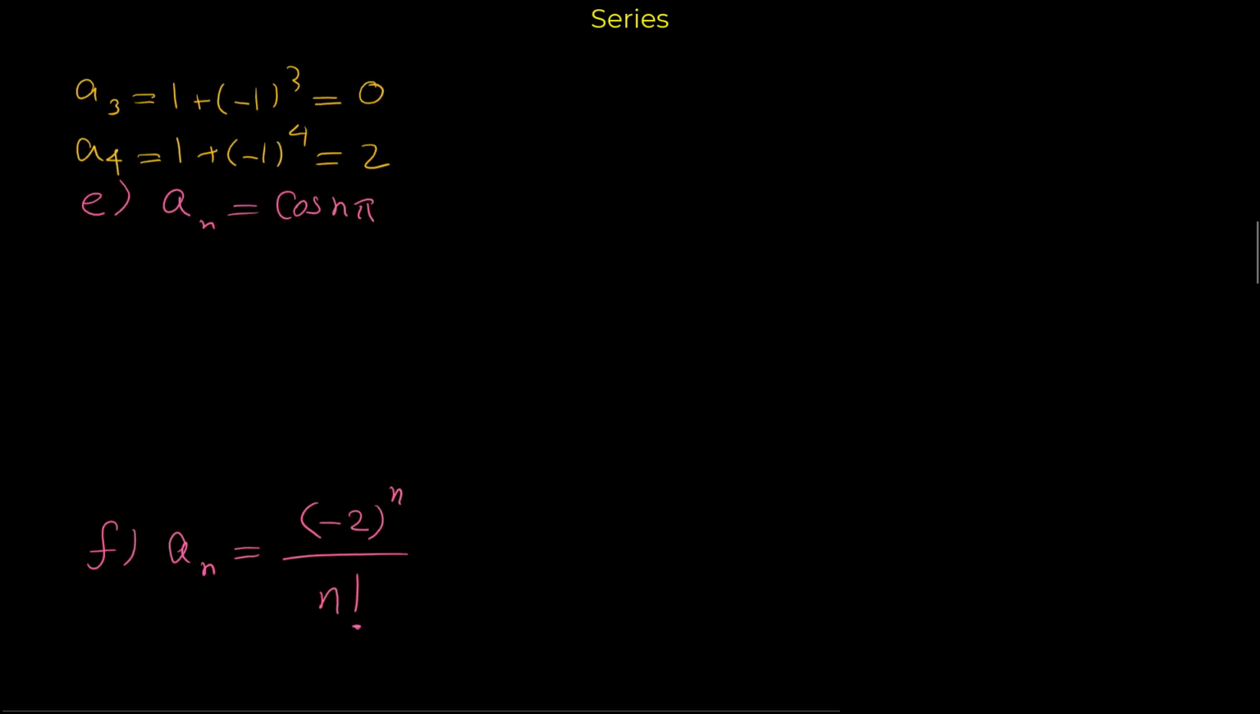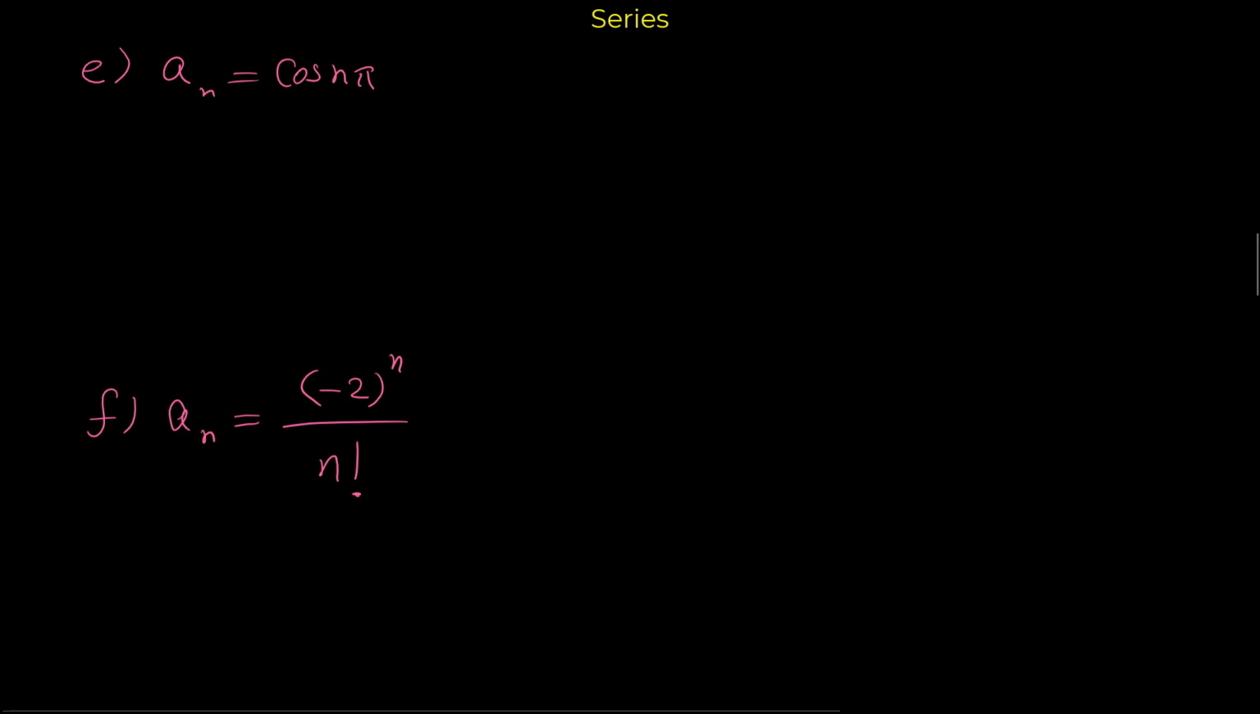Another example. Here we are given a_n is cosine n pi. It seems a bit unusual, because usually we rarely see trig functions in sequences, but here we have cosine. We start with a1. We plug in 1 for n. Then we have cosine of 1 pi, or cosine of pi.